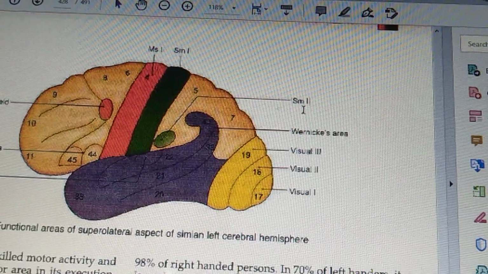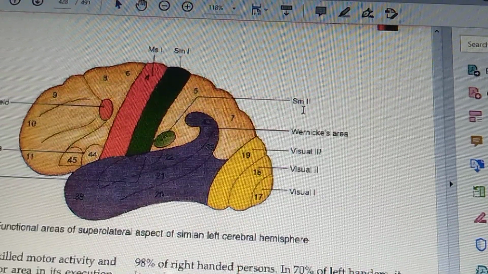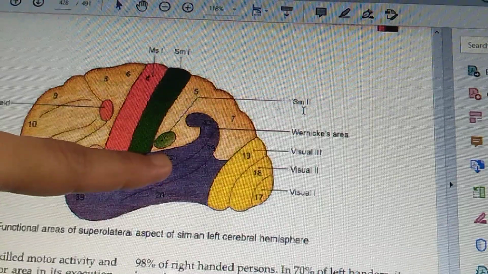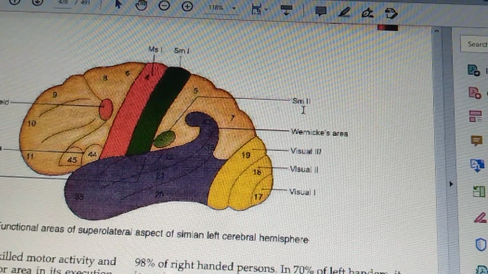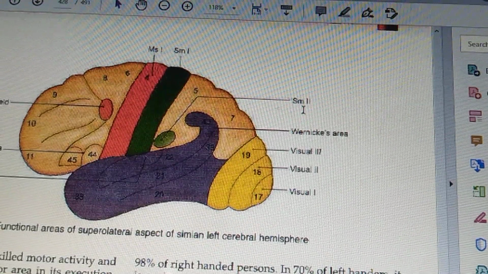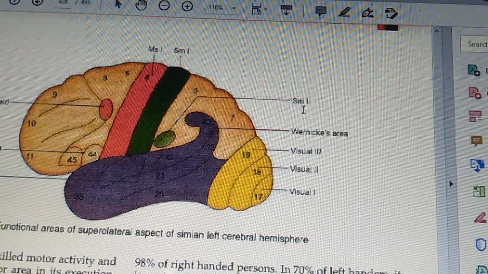Okay, so these are the areas: first somesthetic area, second somesthetic area, somesthetic association cortex, and this area 22, that is the Wernicke area. So how many areas are related here? 1, 2, 3, 5, 7 and 22.